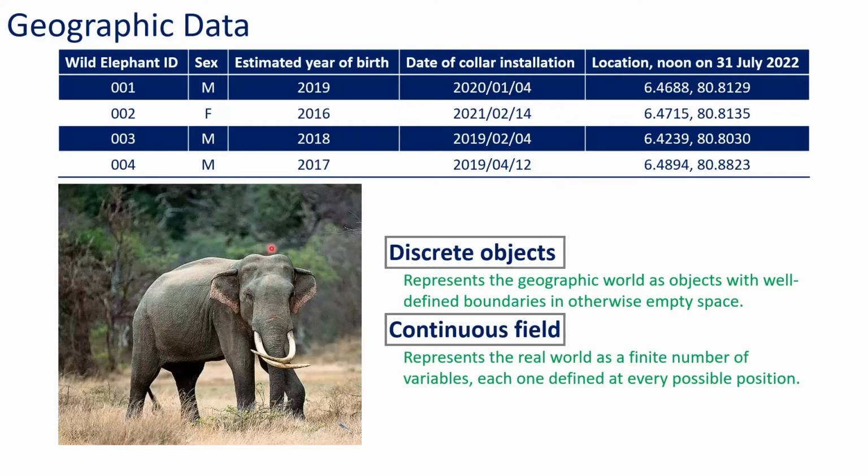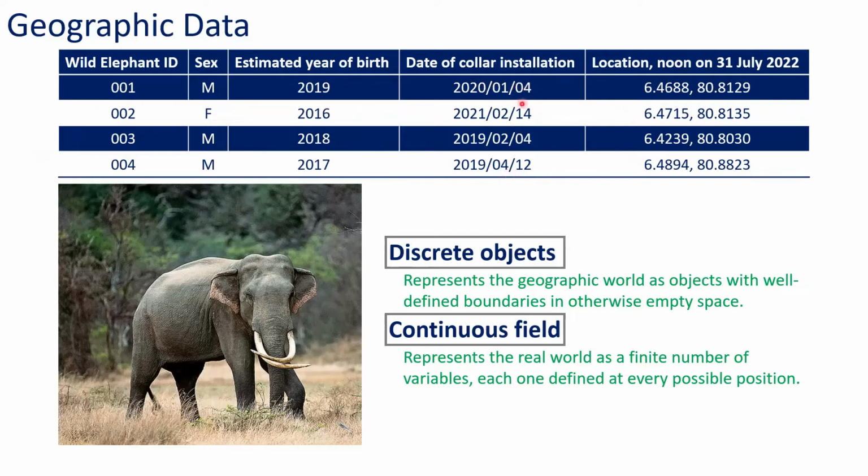But anyway, he wanted to do this, and if he did this, this would be something like the data set that we would receive from that experiment or project. So you have an elephant ID, you have a sex, and then estimated year of birth, and then this collar installation.